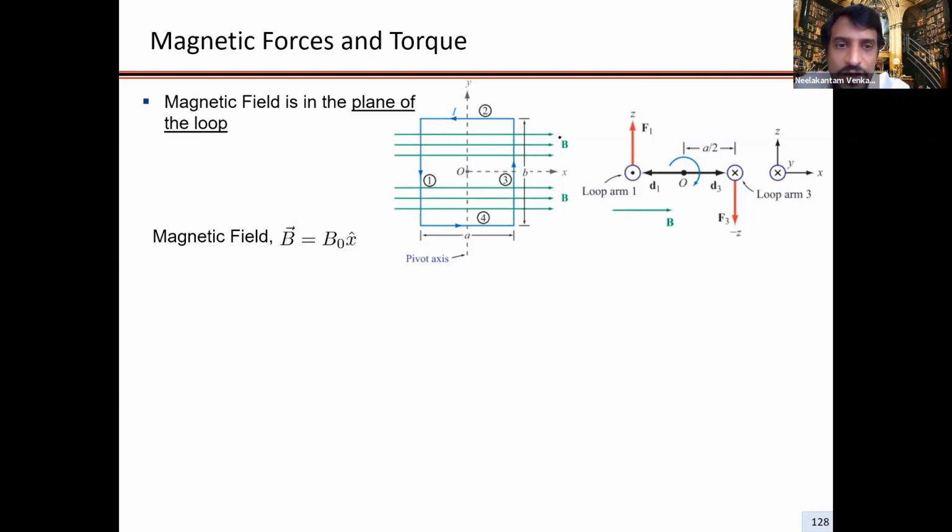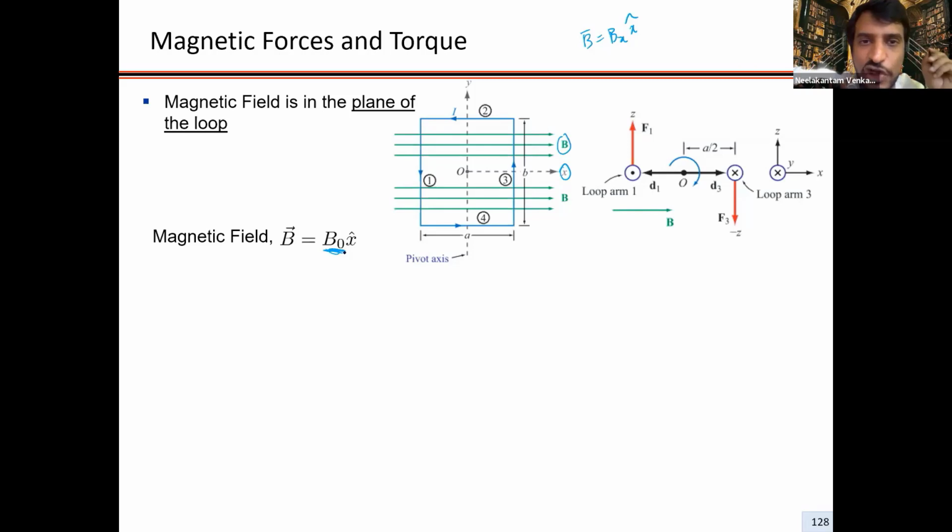The B field is along the x-axis. So the B field is going to have a certain Bx in the x-hat direction. You don't know what Bx is, but it's positive, and it's in the x-hat direction. So it's B naught x.